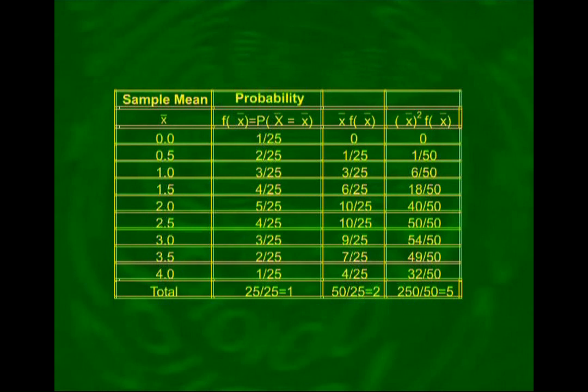As you now see on the screen, when I multiply the x bar column by the column of f of x bar, which represents the probabilities of the various values of x bar, I obtain x bar into f of x bar is equal to 0, 1 by 25, 3 by 25, 6 by 25, and so on. And upon adding this particular column, the expected value of x bar comes out to be 50 over 25, and that is equal to 2.